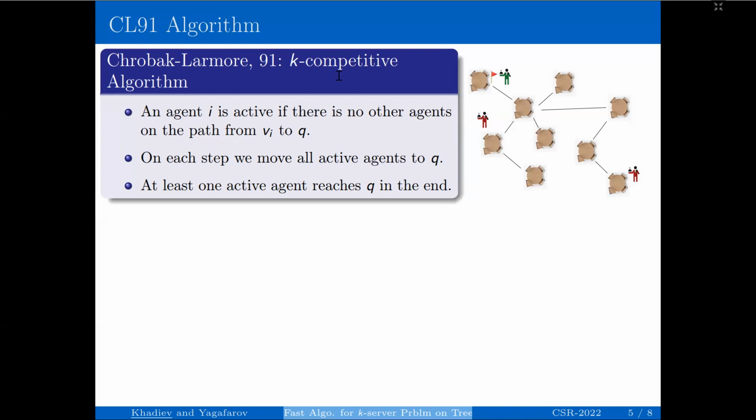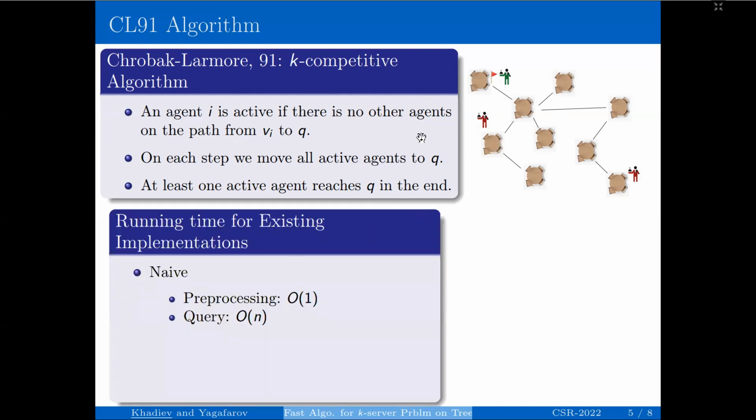It is a competitive algorithm, and it is the best one. But researchers, when implementing this algorithm, don't pay attention to the time-efficient implementation. So the naive implementation just searches the distance, checks which one is closer, and so on, checks whether the agent is active or inactive.